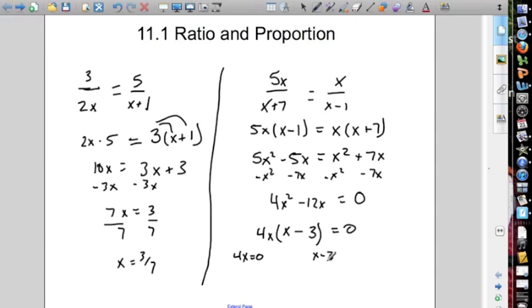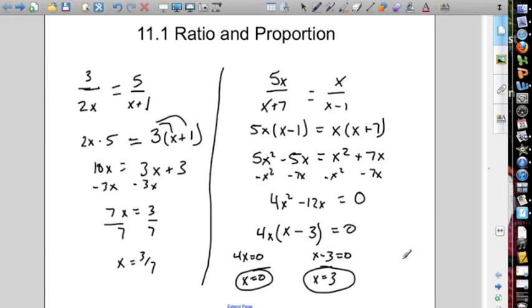or the x minus 3 has to equal 0. That's by the zero product property. If I'm multiplying two things together and equaling 0, then either the 4x has to equal 0, or the x minus 3 has to equal 0. Divide by 4, divide by 4. If 4x equals 0, then x would be 0. Add 3, add 3. If x minus 3 equals 0, then x equals 3. And those end up being my solutions.